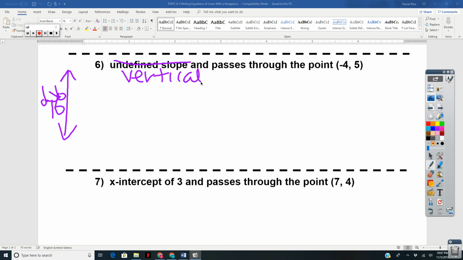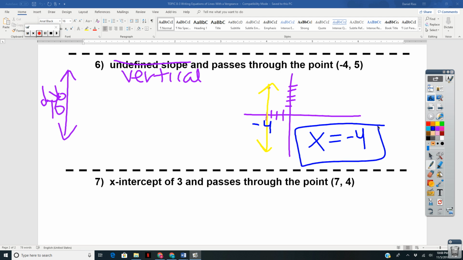So it's similar to the ones we did before. And it's going through the point -4, 5. 1, 2, 3, 4, 5. So right here. So if I draw a vertical line going through that point, it's going to touch the x-axis right at -4. So my answer is x equals -4.